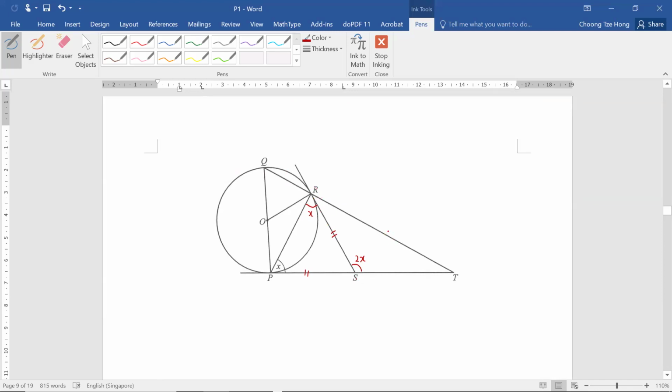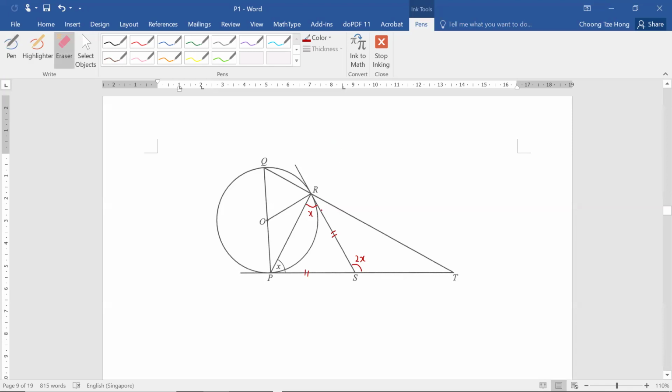An isosceles triangle, you either prove that they have a pair of equal sides, or you prove that they have a pair of equal angles. In this case, it's very difficult for us to show directly that ST equals RS, because there are no lengths given in this question, and RST is a triangle totally outside the circle, so we can't really apply any circle properties to it. So maybe we will try to work on the angles.